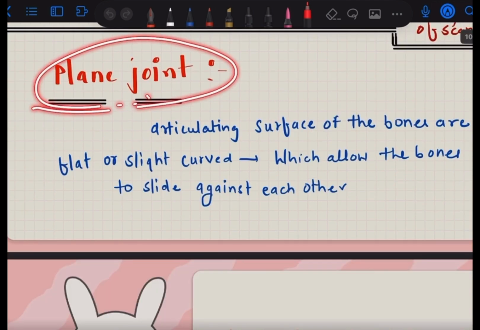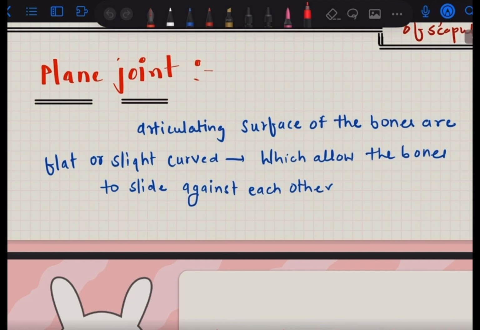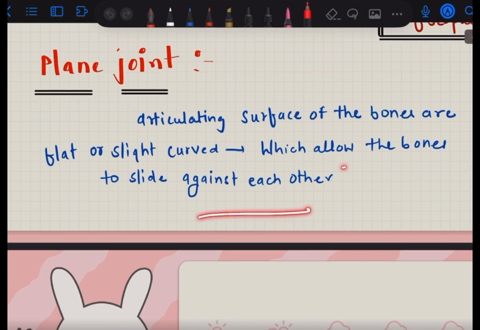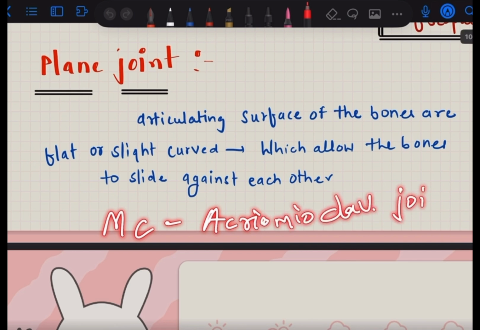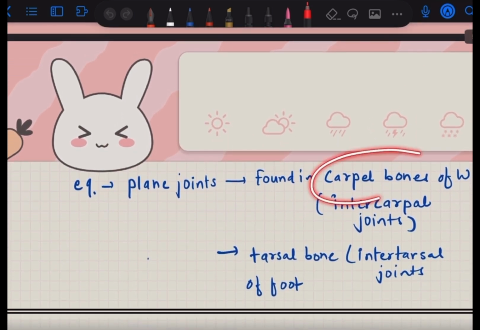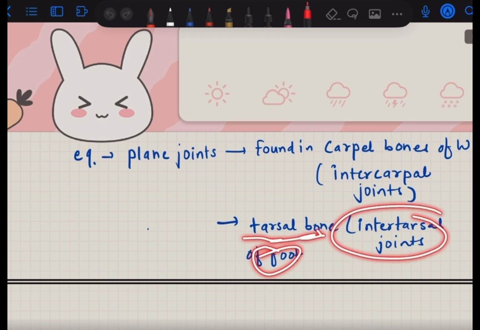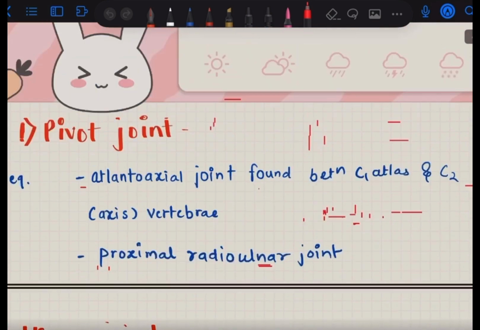Now plane joint. This is also known as gliding joint. The articulating surfaces of bones are flat or slightly curved, which allows the bones to slide against each other. So the most common example is the acromioclavicular joint. And in the wrist, basically the carpal bones or intercarpal joints, and in the foot, the tarsal bones or intertarsal joints. This is about synovial joint.